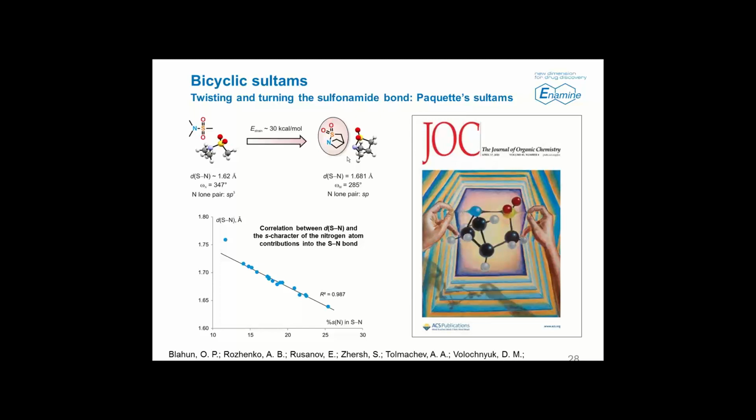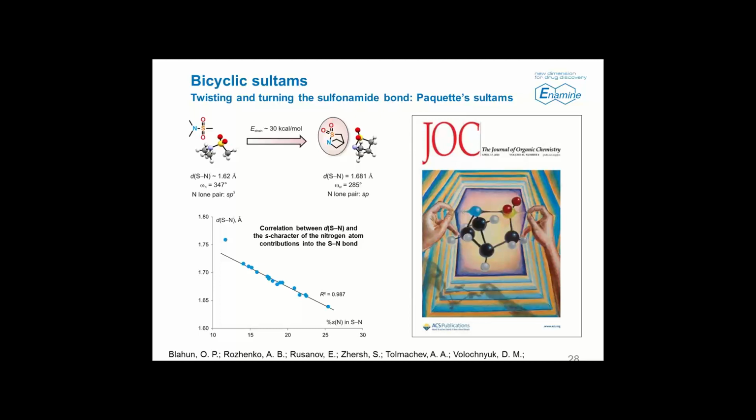But in this case, the bicyclic system causes a very large strain energy for this compound, and an increase in the length of the sulfonamide bond. It is almost 0.06 angstroms higher than in usual sulfonamides. And this occurs due to rehybridization of the nitrogen atom.